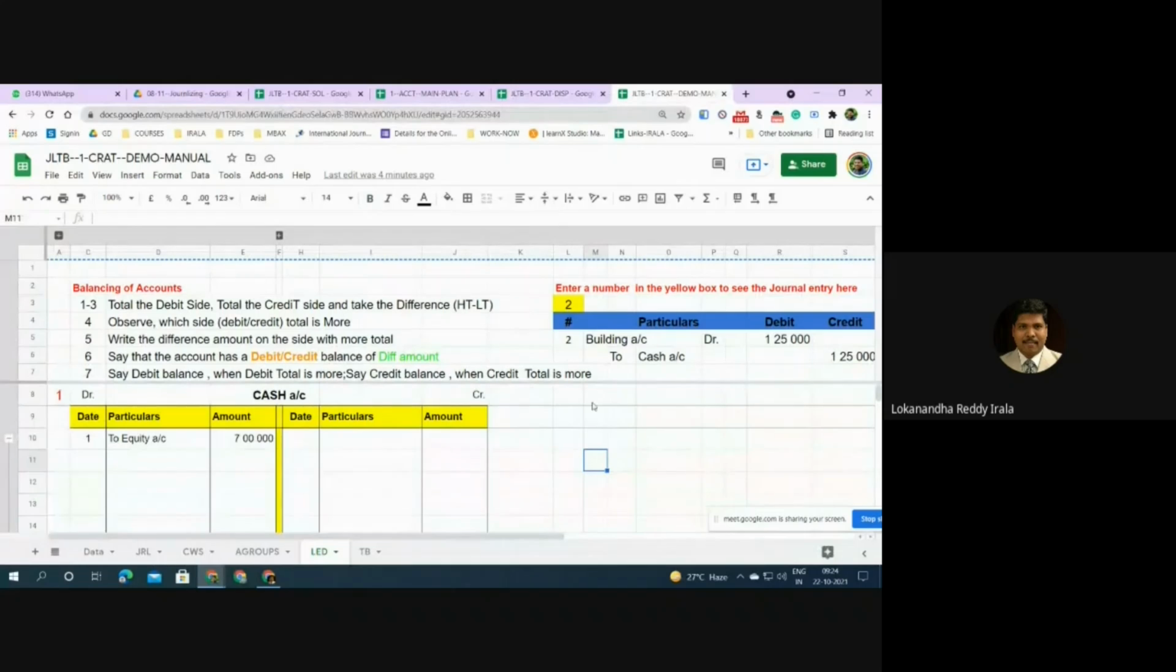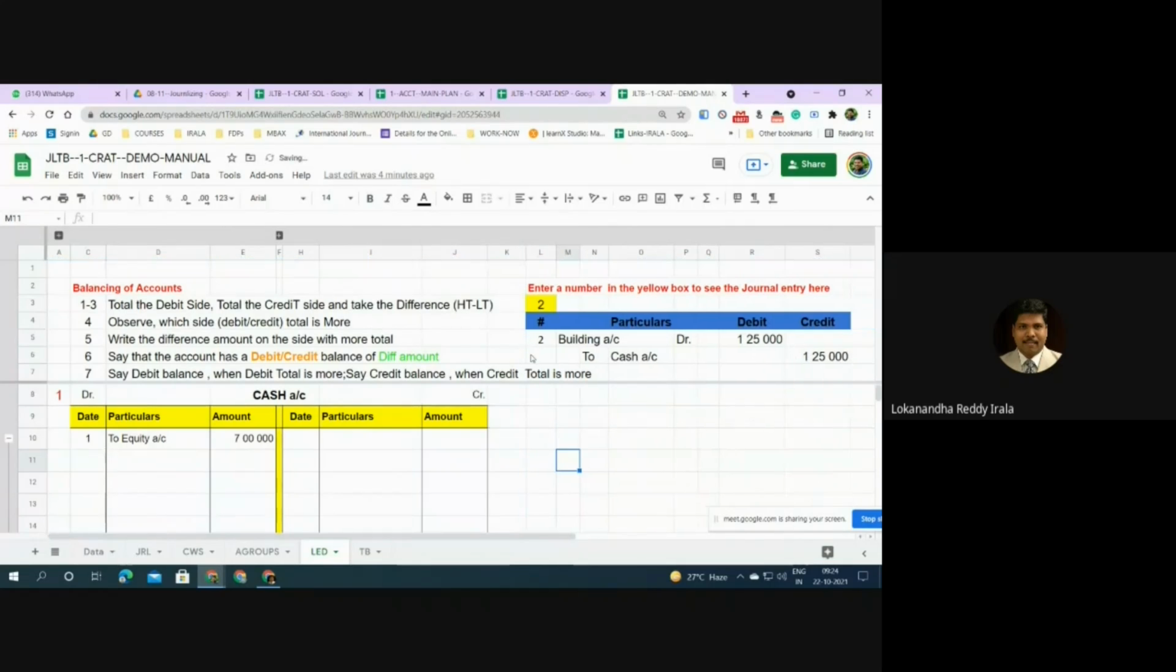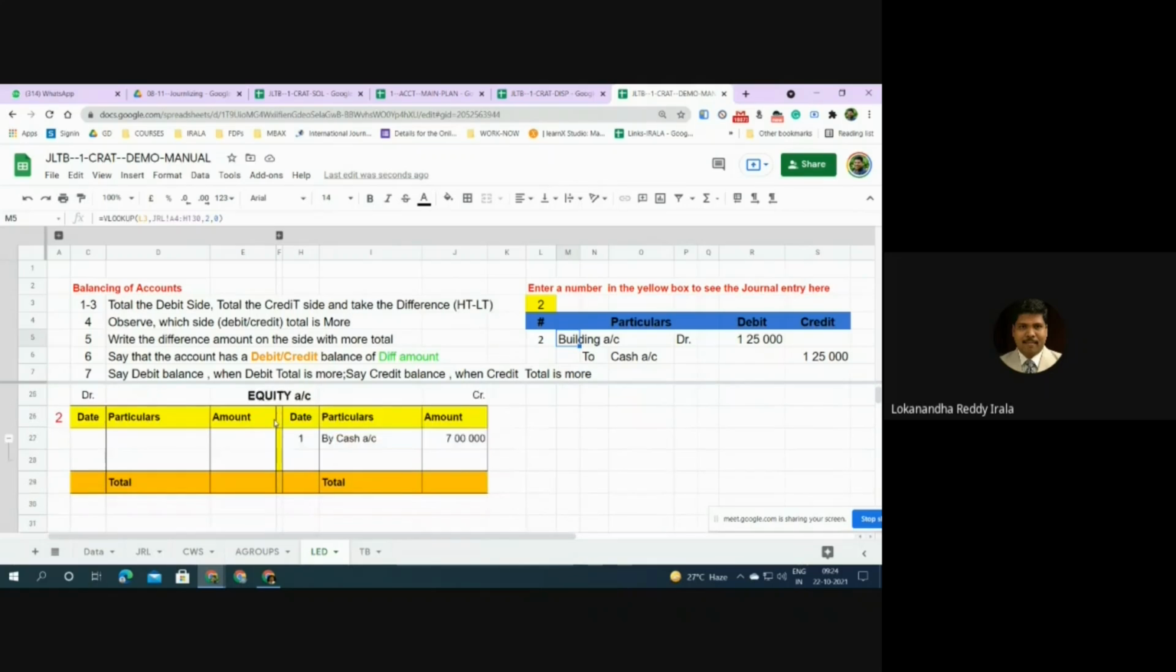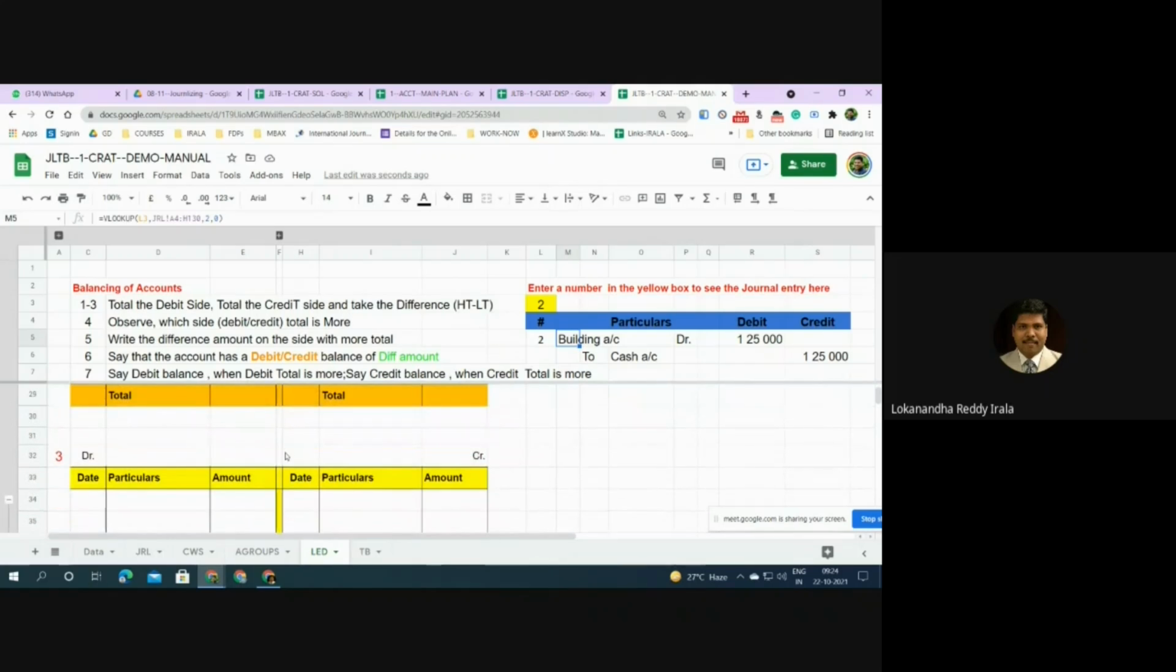In the second transaction, what has happened? The building account has been debited and the cash account has been credited. I should always finish the debit entry first, then go to the credit entry, so that I don't miss things in order. So now we have a building account. Let me create another account called building account.